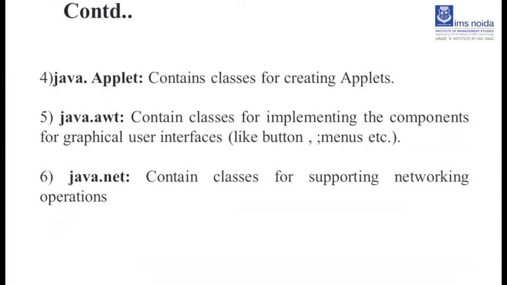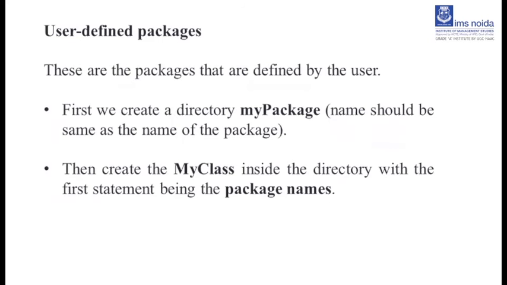Fourth is java.applet. There are so many packages in Java, so basically I have described a few. With the help of the applet package, you can create applets. Next is java.awt, which describes the graphical user interface where you can insert buttons, menus, or lists, so many things to give a GUI concept. With the help of this package, we can implement those things. Last is java.net, which means all the networking operations you can access with the help of this package.